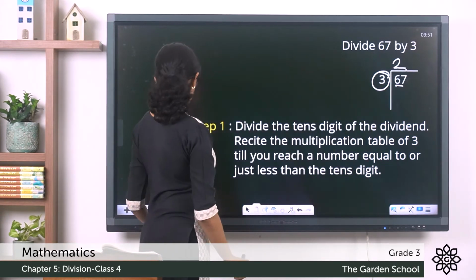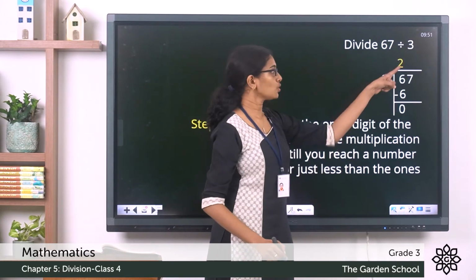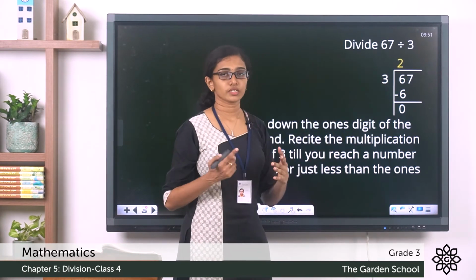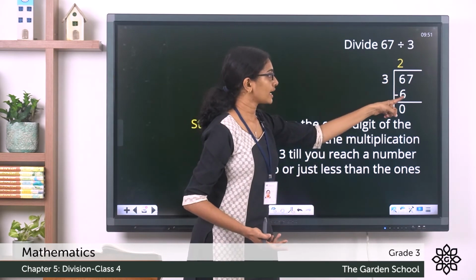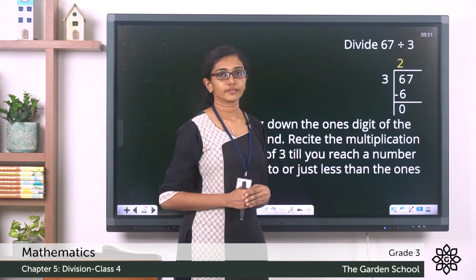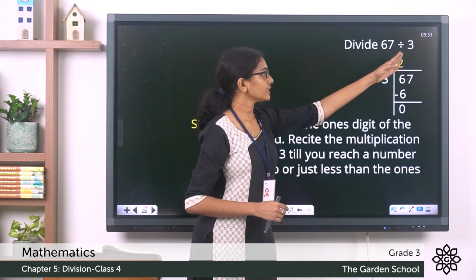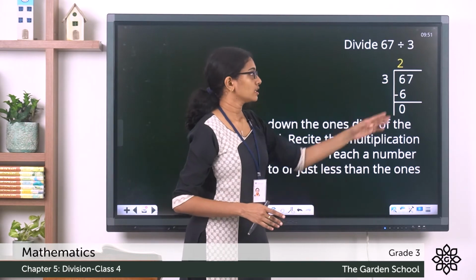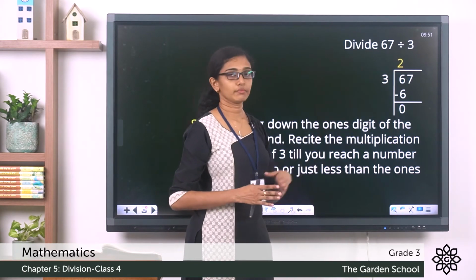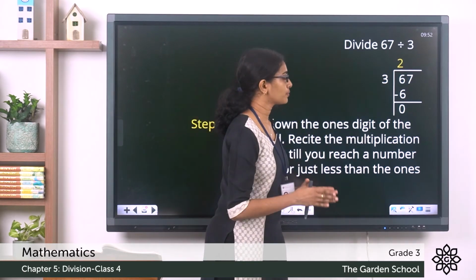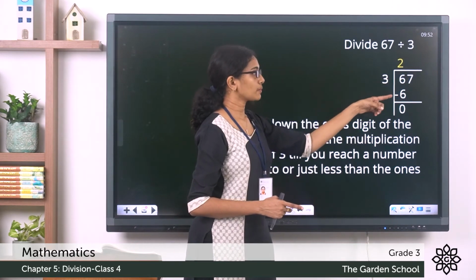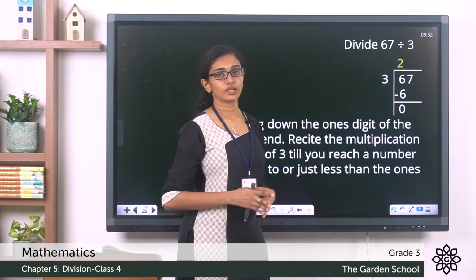And what is the next step? The next step is to multiply that 2 by this 3. So, 2 into 3, which is equal to 6, and that 6 we write just below the 6 or the tens digit in the dividend. See, make sure you are writing all the digits in the proper places. Here the tens digit of the quotient and the dividend are on the same line. So when we proceed, we have multiplied 2 into 3 and we have written that 6 here. Then we subtracted 6 minus 6 is equal to 0.